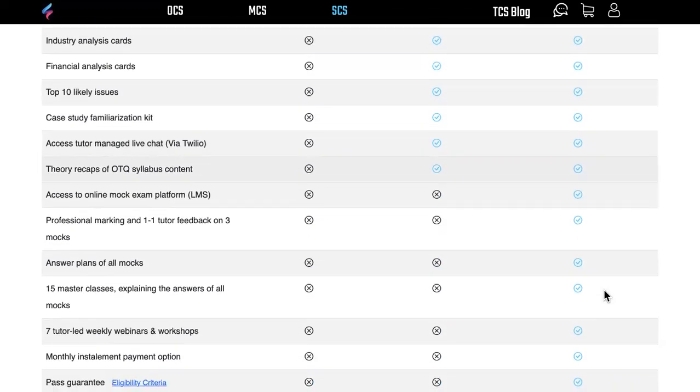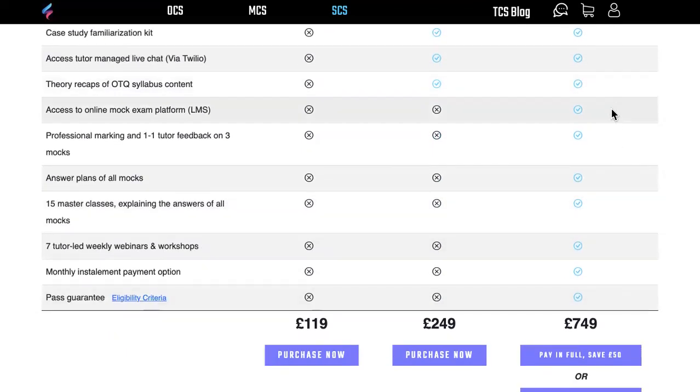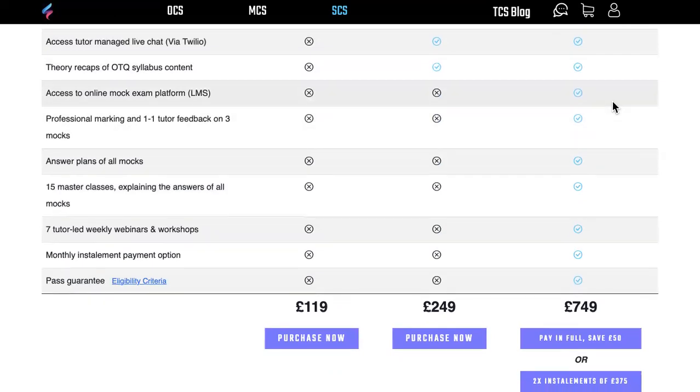Then talking about the premium package, it comes with all the material which comes under the value pack. Additionally, you'd gain access to the online mock exam platform or the learning management system. So when attempting all 5 mocks, you can attempt it via our exam platform, thereby getting yourself accustomed to real exam conditions.